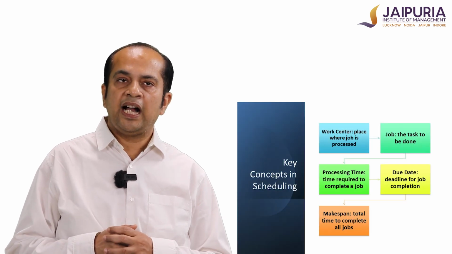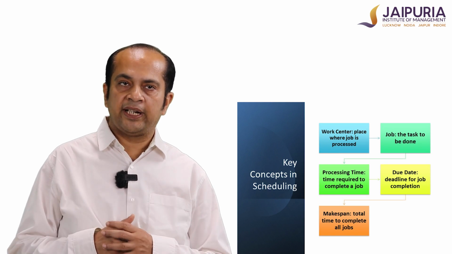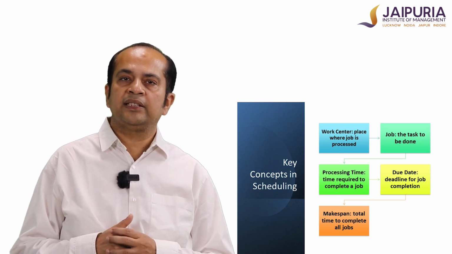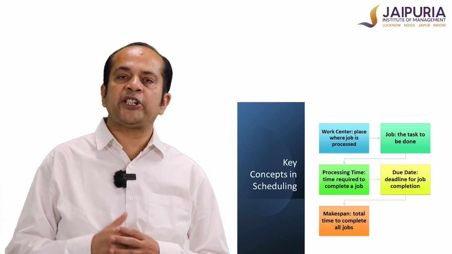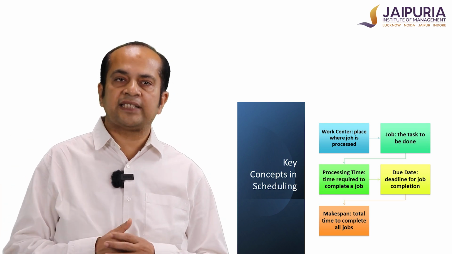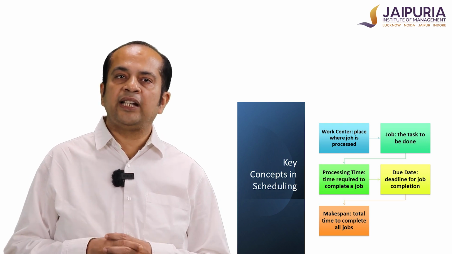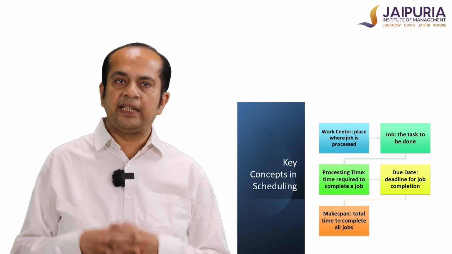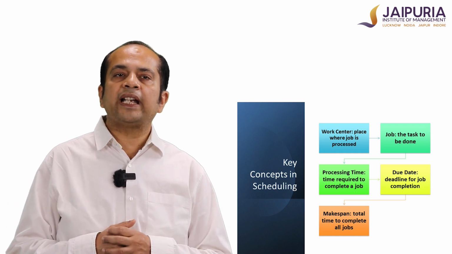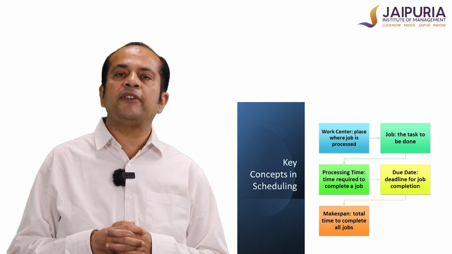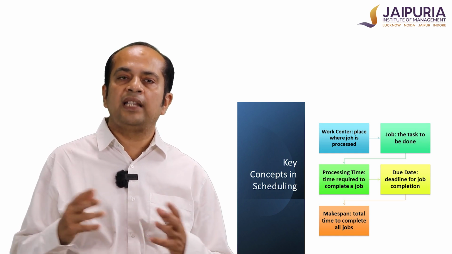Let's understand some of the important terminologies that are used in scheduling. A job is a unit of work. A work center is where the work happens. We can take the example of a machine or any other workstation. Processing time is how long it takes. The due date is the customer or internal deadline. Talking about makespan, it is a big one. It is the time from the start of the first job to the end of the last one.